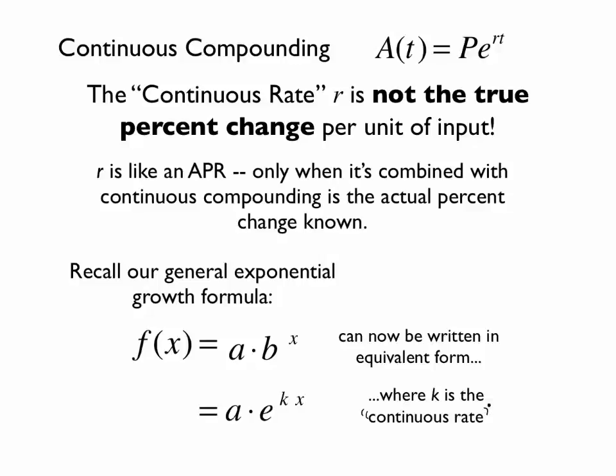But here's the thing that's tricky, that really throws students off. It's not how much the quantity increases per unit. Why? That K is like an APR, right? APR, which is not the true percent increase. So let's compare these two forms. A is A, right? The initial amount still is the initial amount. The input is still the input. Okay, so then what is the growth factor B equal to? e to the K. So B equals e to the K.